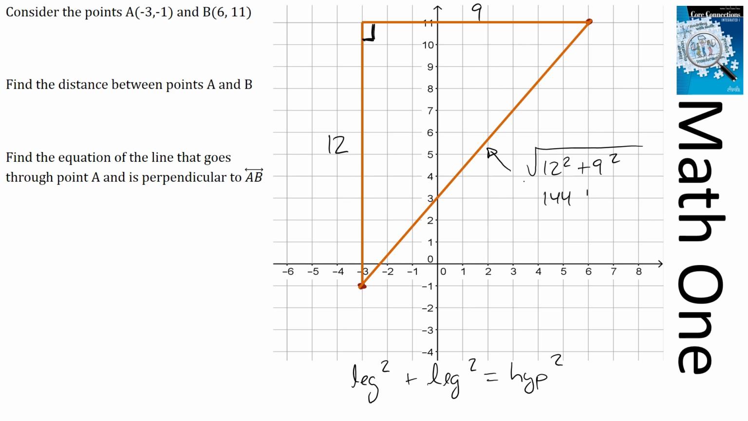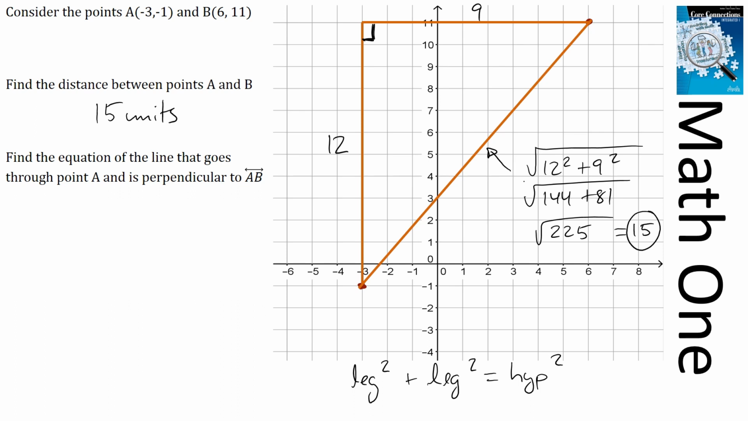This is 144 plus 81, which is 225. We are taking the square root. And the square root of 225, we're fortunate, is an integer today. So this segment is 15 units long. The distance from A to B is 15, so 15 units.